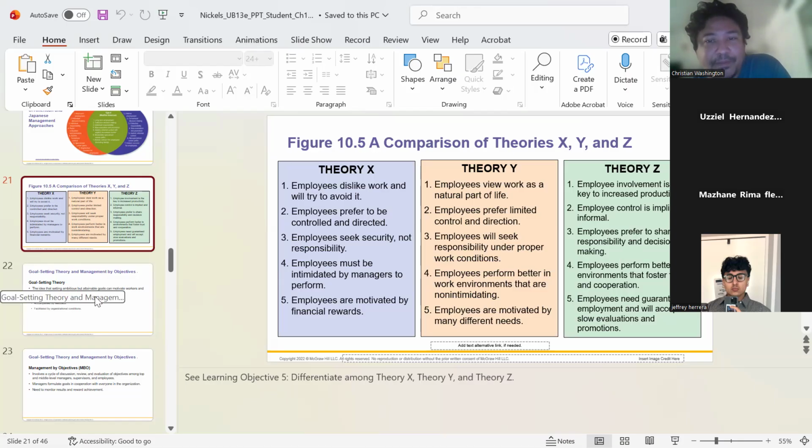I'd say all these theories have value. It's just understanding the conditions of the situation, right? So that's how I put that.